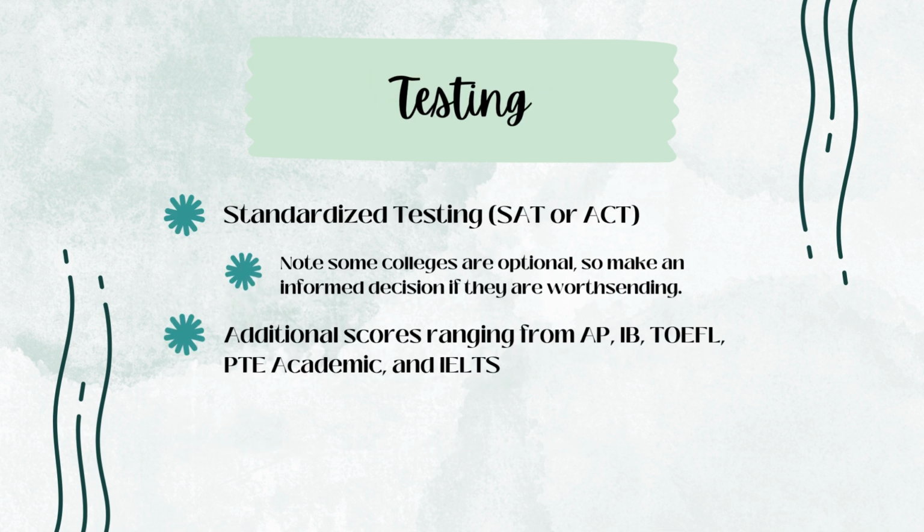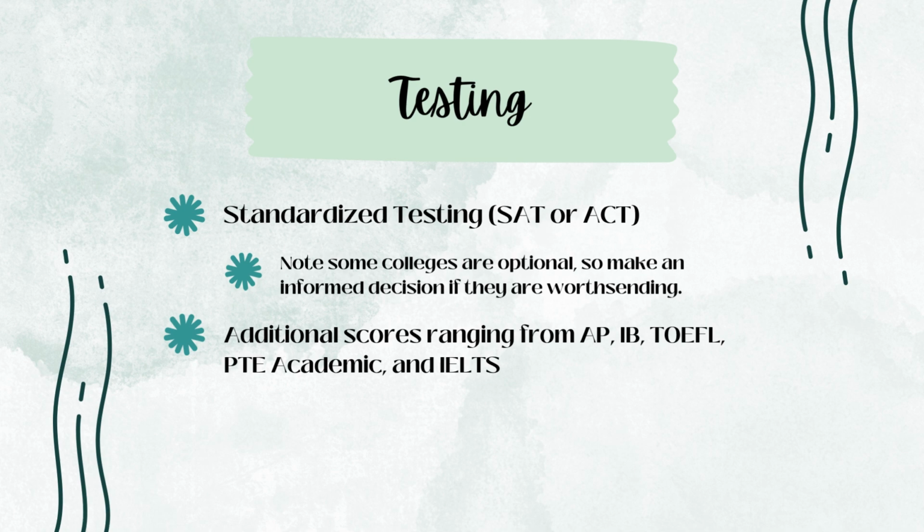Then we have the dreaded testing. So this is where you're going to put in your SAT or ACT test scores. As a reminder, many colleges are making their application process test optional. So make an informed decision if you want to send in your scores. My recommendation is if your scores are above their average, to send it in. If it's around the average or below, you can decide not to send it if you don't want to, and sort of lean on your GPA and other holistic parts of your application to help make you a better candidate.